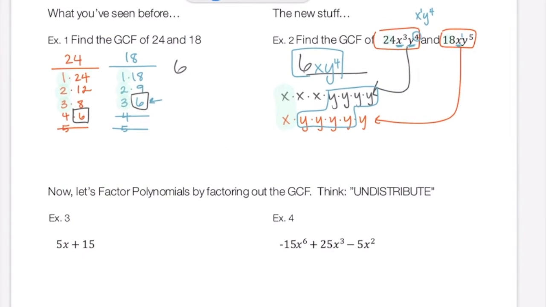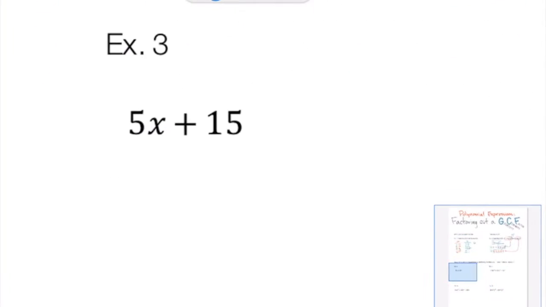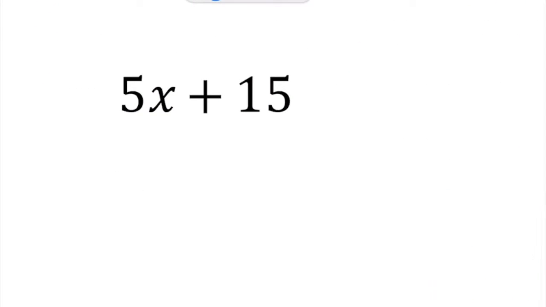So that's what we're going to be doing. What we're going to do is not just identify those greatest common factors, but we're actually going to factor them out or pull them apart so that instead of having one final simplified, in this case binomial, we'll have 2 factors.